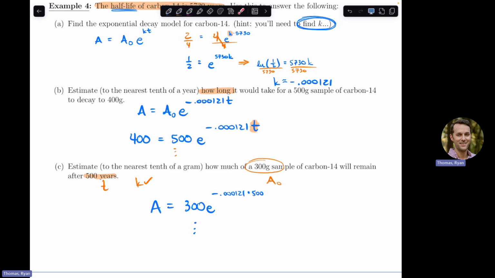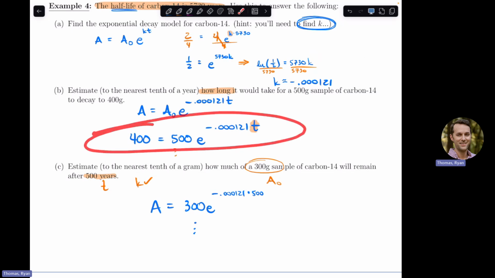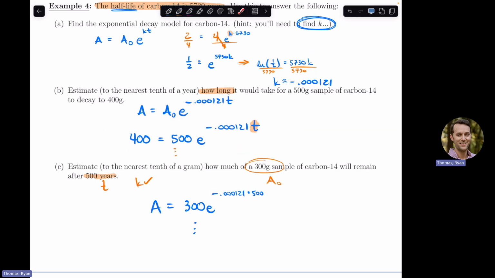Now, again, a couple places that you can think about things to check yourself a little bit. This is how long things should take. So T's got to be positive, right? If you get things switched somewhere in setting it up and get a negative T value, time's not negative, right? So something went wrong. Here, again, I know that this should be some positive number because we're never going to have a negative amount of something.